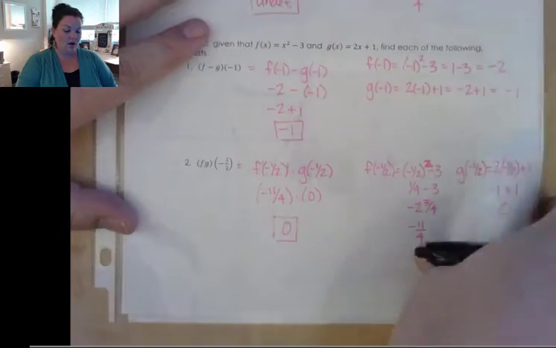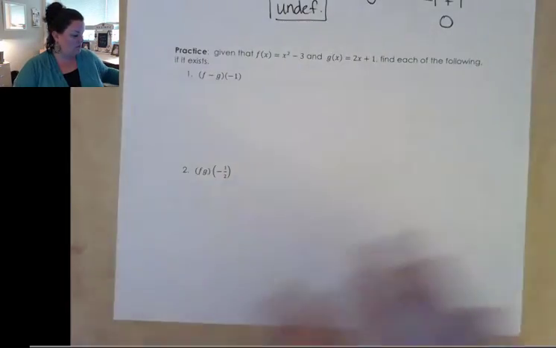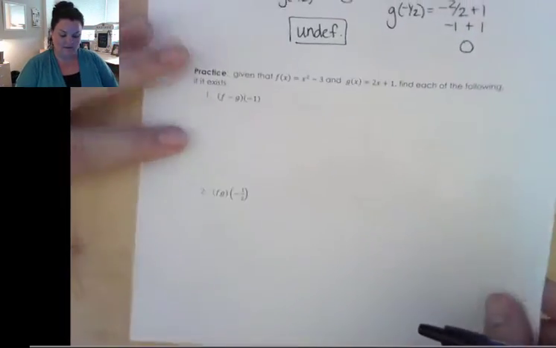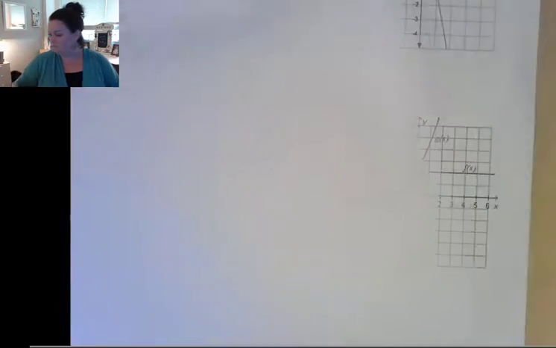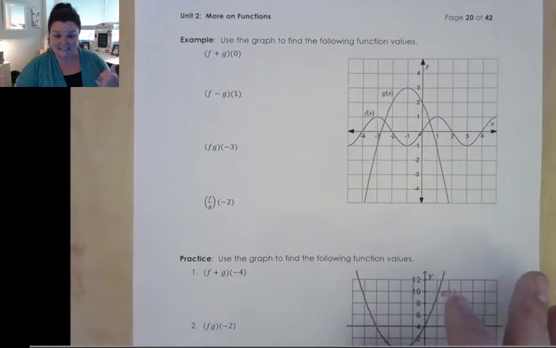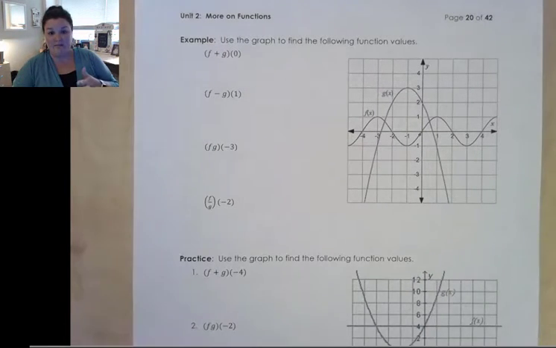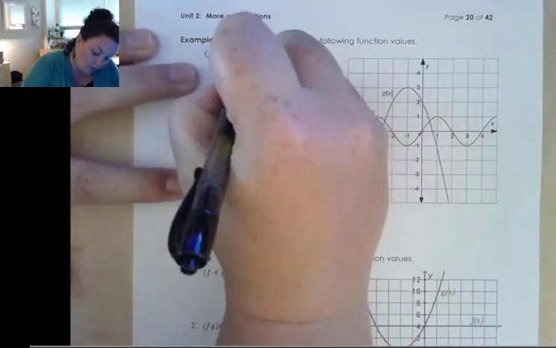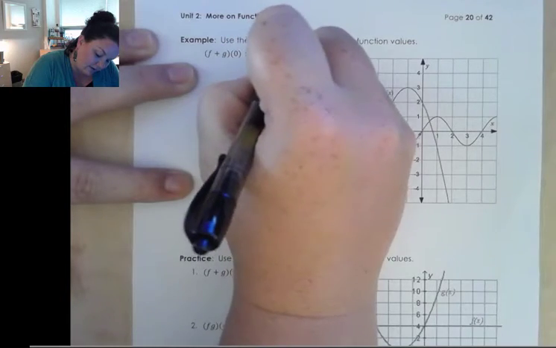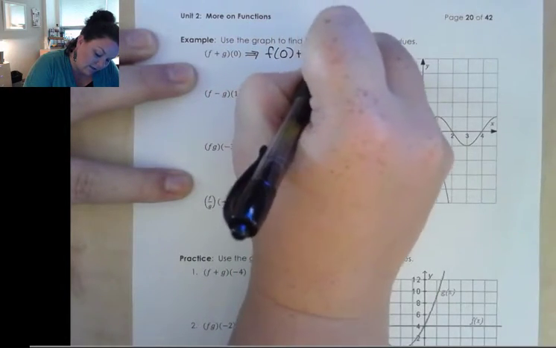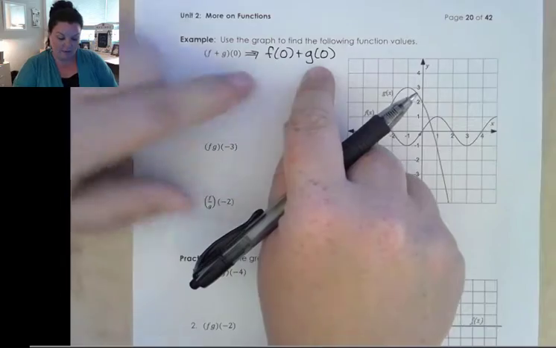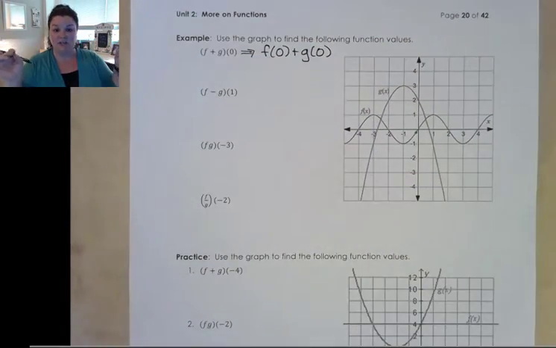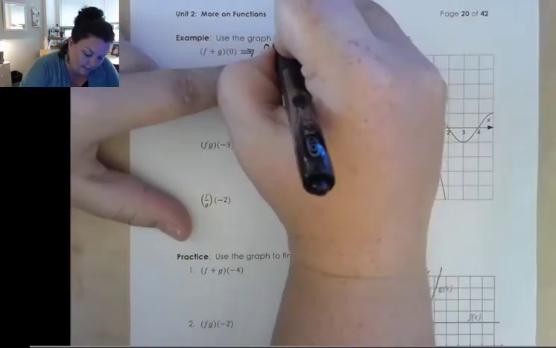All right, got one more thing to show you, and then that will be the end of this section, which is how to do what we just did, but with a graph. What we just did is we said if we want to find f plus g of 0, we could rewrite this as f evaluated at 0 plus g evaluated at 0, right? And then we plug 0 into each function to see what it equaled. We're doing the same thing here.